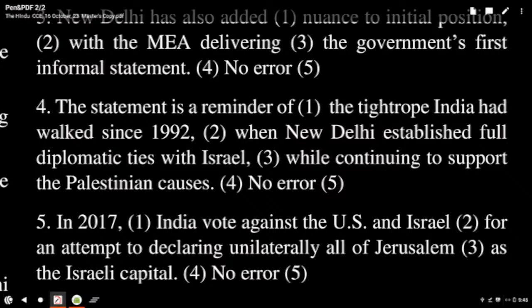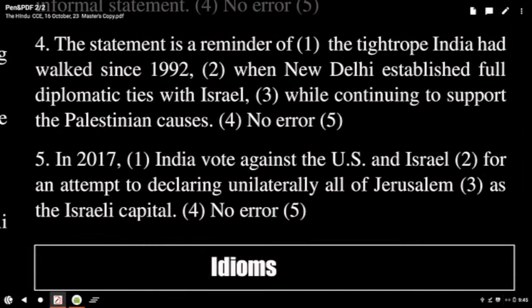When New Delhi established full diplomatic ties with Israel, nothing wrong, while continuing to support the Palestinian causes or cause. Here we don't use the word cause in the plural form. Strike off the letter S. The Palestinian cause means the Palestinian problem. It's a standard expression. Palestinian cause. They're fighting for the Palestinian cause. Means their grievance, their problem. Go to the last one.